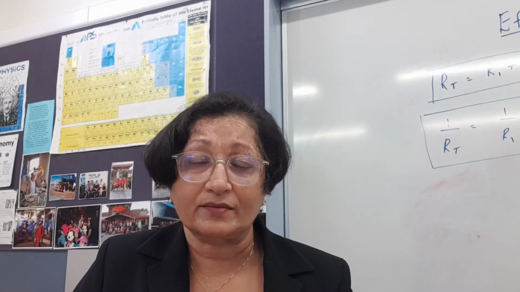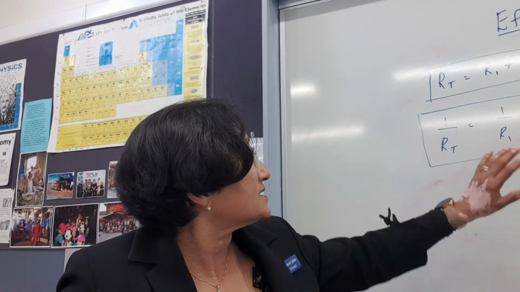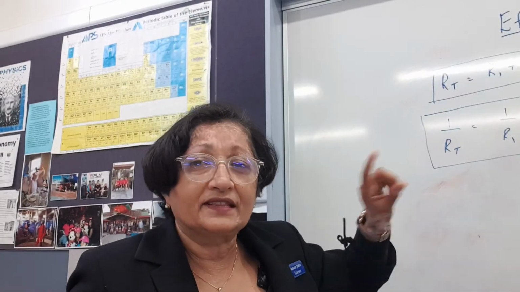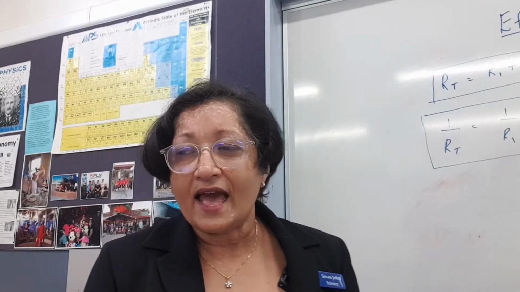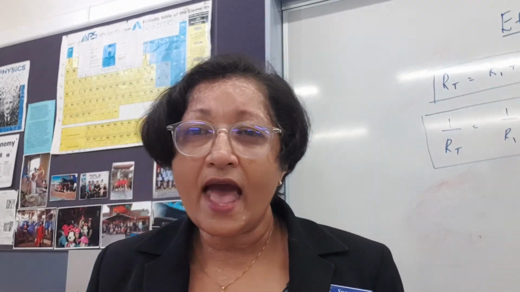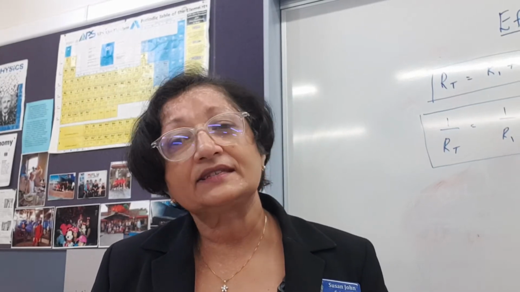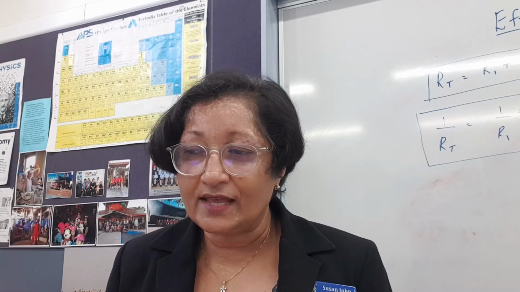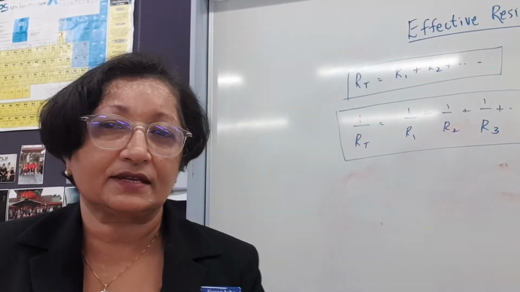Now in your workbooks you've got some questions on calculating effective resistance using these formulae, but there's also one other thing that I want to bring your attention to, and that is, if you have a circuit that is not closed, but there is a gap in the circuit, you know that no current will flow through that circuit because there is a gap. So let me just draw that circuit for you and explain that concept.